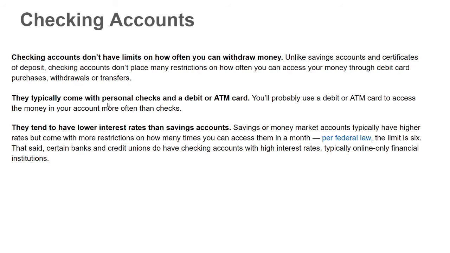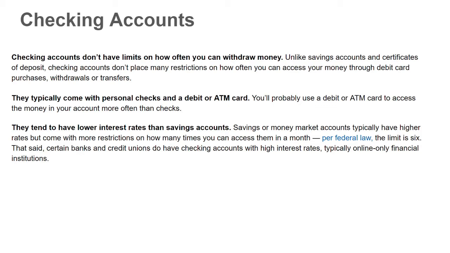Now let's move on to checking accounts. Something that's very distinct about checking accounts compared to other types is there is no limit to how often you can withdraw money. You could withdraw it 100 times in a single day if you really want to. The only thing limiting you is how much money you have in your account.